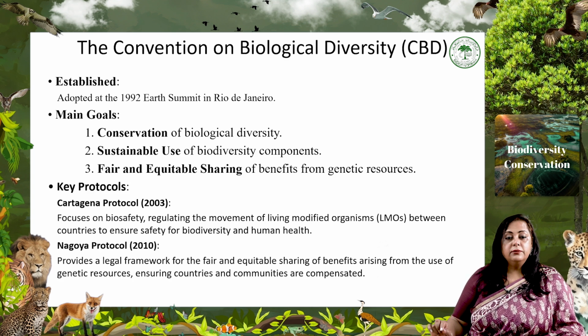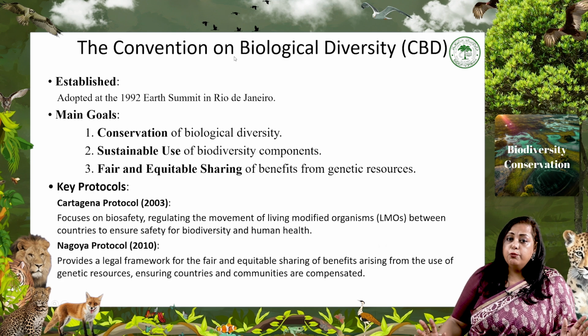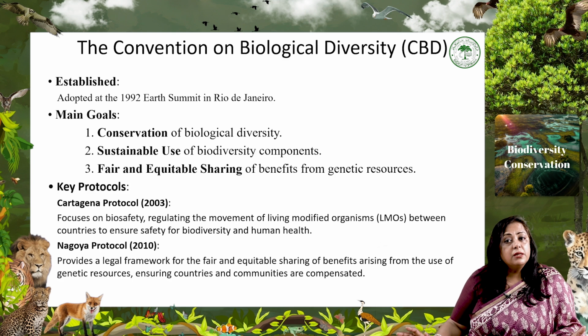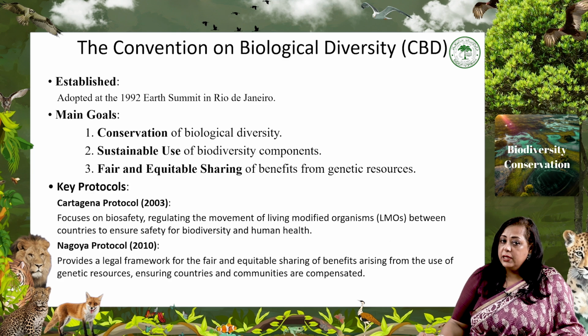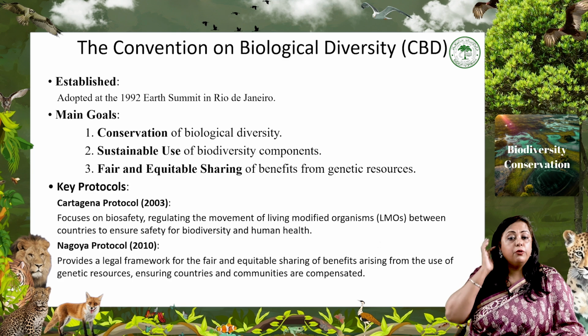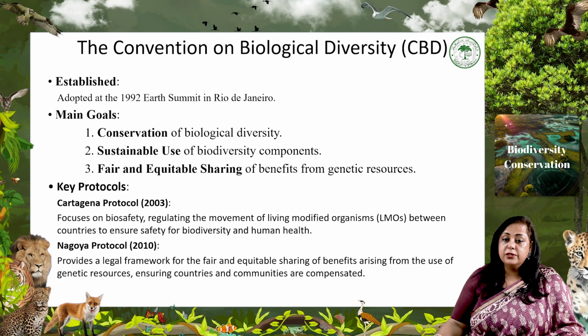So, the third was very important, and a record more than 180 countries signed the convention, because every country was facing this issue. They wanted to have the sovereign right over the genetic material of their own country. So, conservation of biodiversity, sustainable utilization, and the third and most important objective, or you can say goal, was the fair and equitable sharing of benefits from genetic resources.